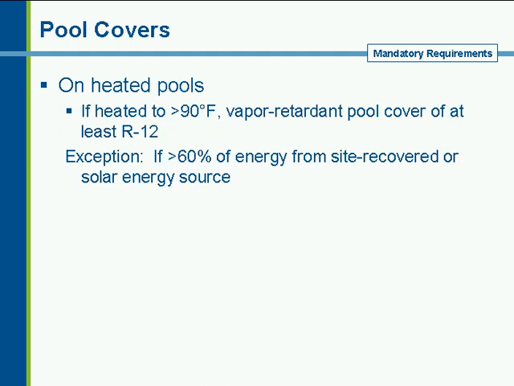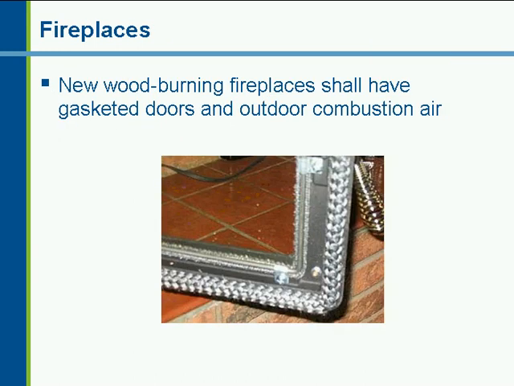And then there's a requirement for a pool cover to be left with the pool at the time of construction. If the pool is going to be heated to anything in excess of 90 degrees Fahrenheit, there must be a vapor retardant pool cover. Limiting the evaporation of water is very important in terms of avoiding energy loss. You're exempted from that as long as the pool is heated at least 60% by a solar or site-recovered energy source. Fireplaces must have gasketed doors and must take their combustion air from outdoors.